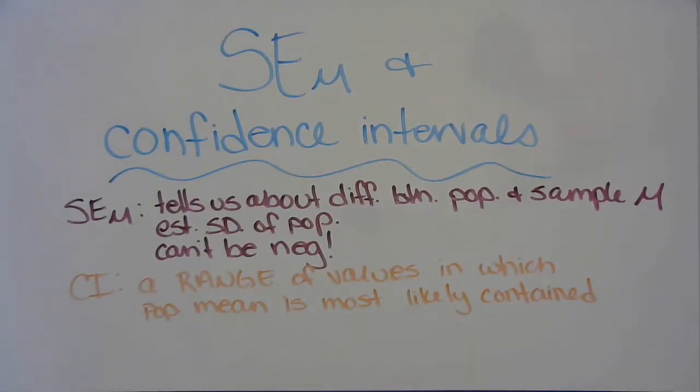Now a confidence interval is a range of numbers in which the population mean is most likely contained. So when you calculate your confidence intervals, you're going to get a set of two numbers, and in between those two numbers is most likely where the population mean is going to be.